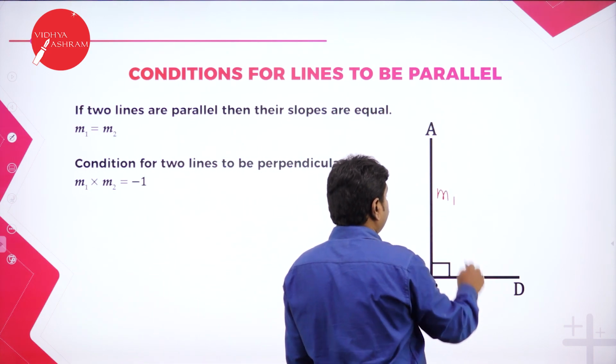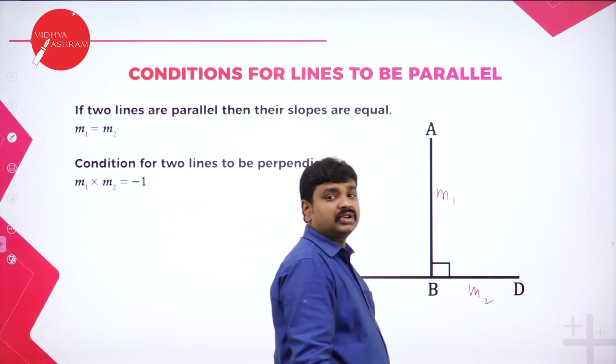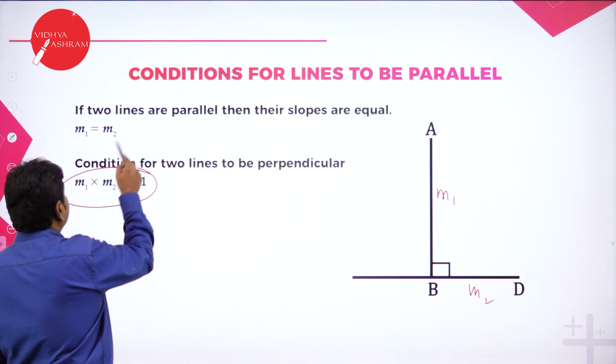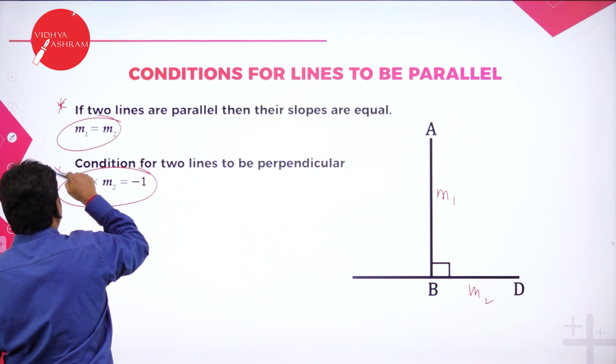Then if two lines are perpendicular, the product of slopes is minus 1. m1 into m2 becomes minus 1. If two lines are perpendicular, the product of slopes will be minus 1. This is the condition. So these two conditions are most important. We will have many more problems.